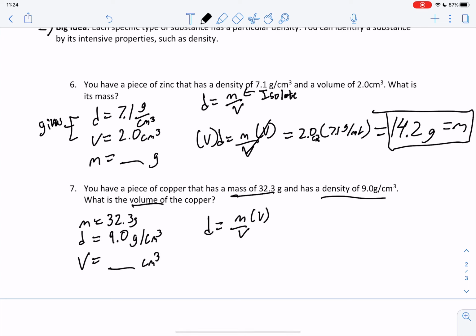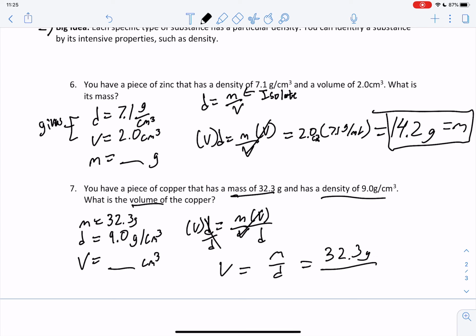And we solve for volume this time. So what we're going to do is bring volume to the top. These will cancel. Volume is still not isolated, so next we have to divide both sides by density. Now these will cancel out, and what we're left with is volume equals mass divided by density, which will be 32.3 grams divided by 9.0 grams per centimeters cubed. These units will end up canceling out, the grams will. And if you do 32.3 divided by 9, you get 3.59 centimeters cubed. That's our volume.